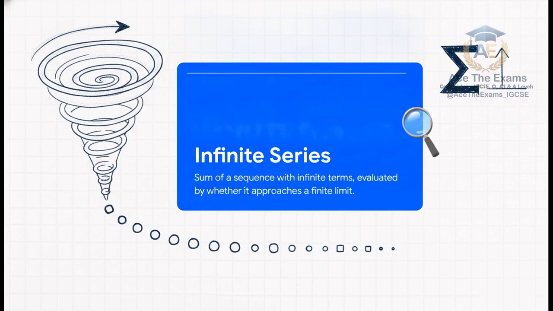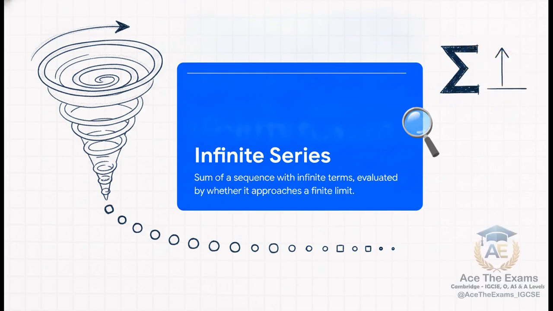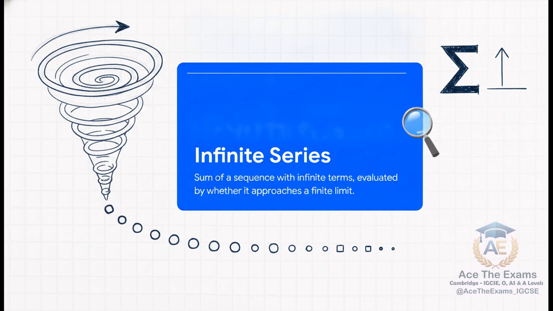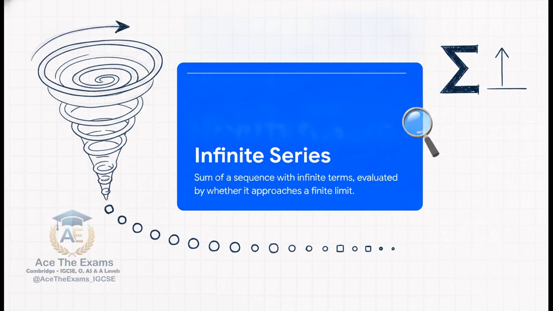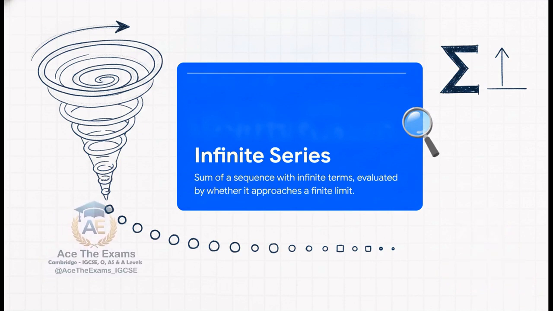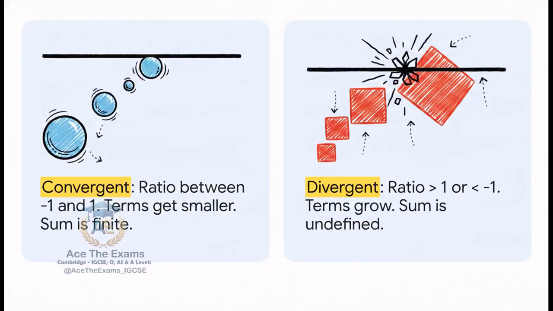Surprisingly, we can actually calculate the exact sum of a never-ending list of numbers, provided it behaves in a very specific way. Now, I know that sounds impossible. If you keep adding numbers forever, shouldn't the total just get infinitely huge? Well, yes, unless the numbers you are adding are getting progressively smaller and smaller. The absolute key here is the common ratio. Infinite convergence only works if your common ratio is a fraction between -1 and 1.